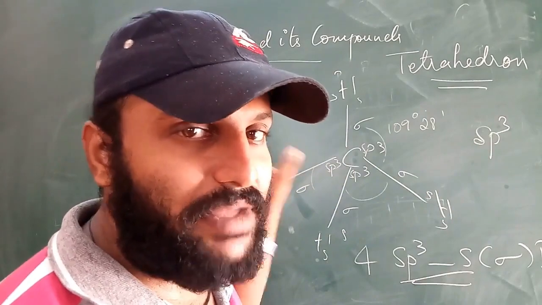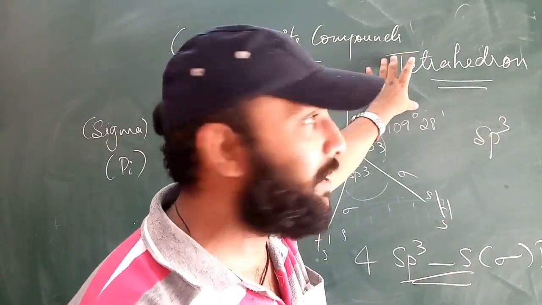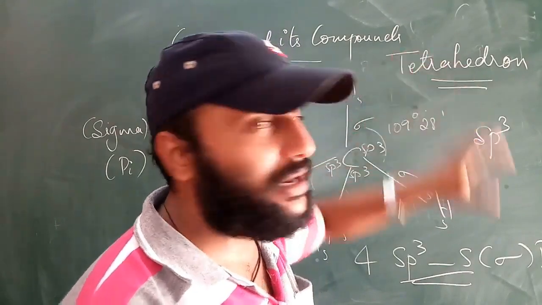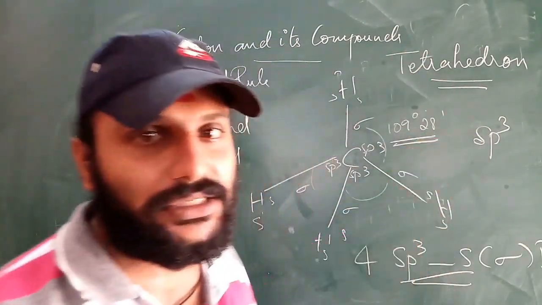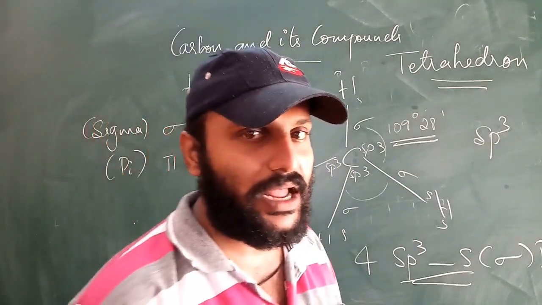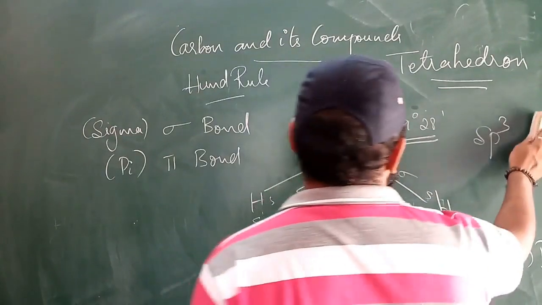It is methane. What is the shape of sp3 hybridization? This is what, tetrahedron. What is the bond angle? It is 109 degrees 28 minutes. Understood sp3 hybridization. Next one is sp2 hybridization.